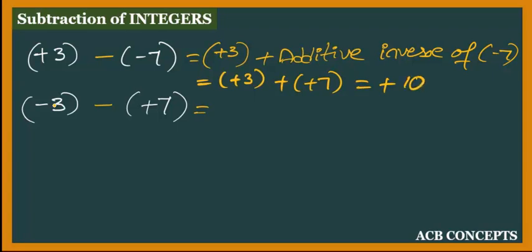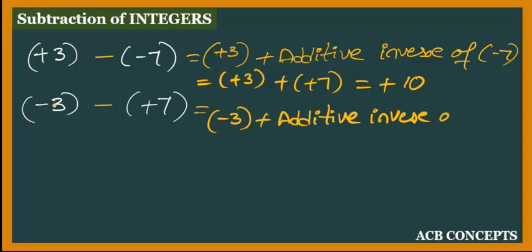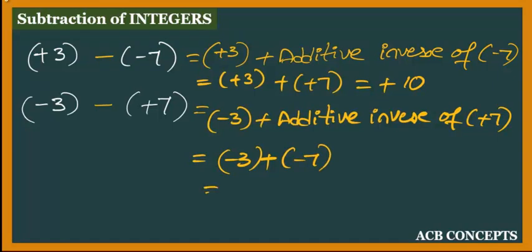Come to here. Here also same as minus 3. So instead of minus, what will you write? Plus the additive inverse of plus 7. So here minus 3 plus the additive inverse of plus 7, which is minus 7. Here both are having the same sign. Put that sign and add. 7 plus 3 is equal to 10.